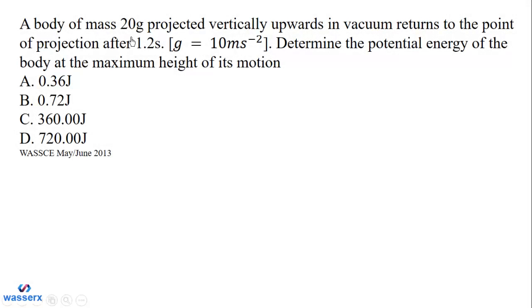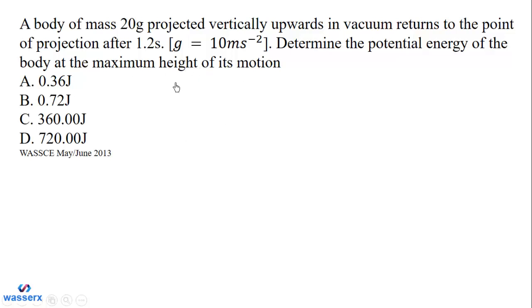We have this example here. A body of mass 20 grams projected vertically upwards in a vacuum returns to the point of projection after 1.2 seconds. So we were given acceleration due to gravity to be 10 meters per second squared. Determine the potential energy of the body at the maximum height of its motion.